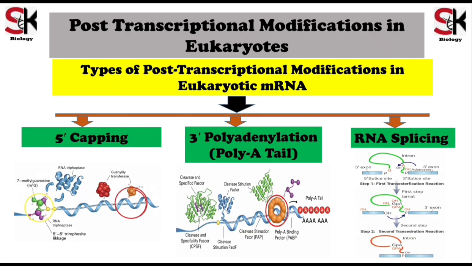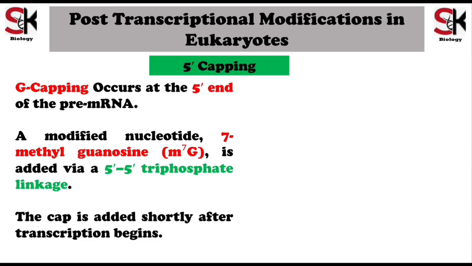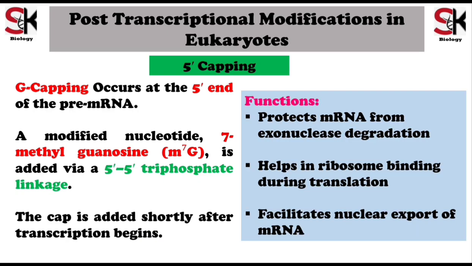Let us begin with 5' capping. It is also called G-capping, as modified 7-methyl guanine nucleotide is added at the 5' end of RNA. Addition is by a specific type of bond called 5' triphosphate linkage. The function of 5' capping is that it protects mRNA from degradation.